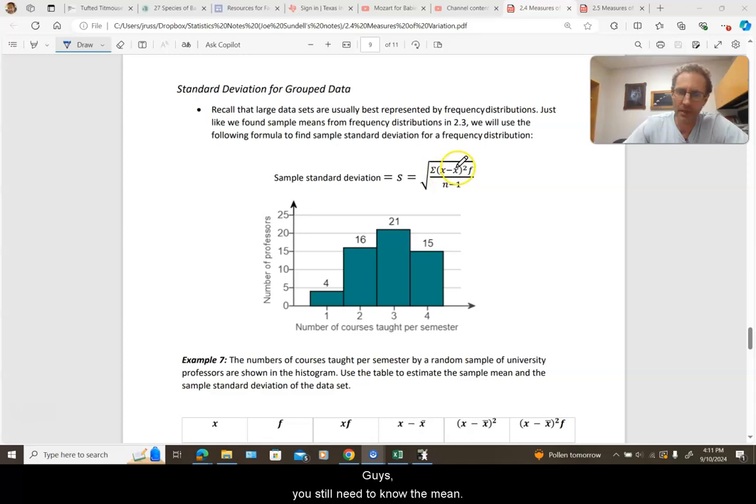You still need to know the mean. You're going to find those deviations. You're going to square each one. Well, you're going to multiply each squared deviation by f, and then you're going to add them all up, and then divide by n minus 1, and then take the square root to find the standard deviation. Okay. All right.